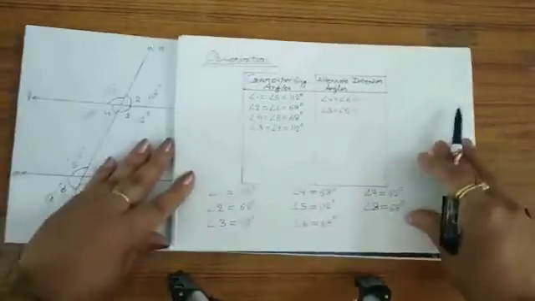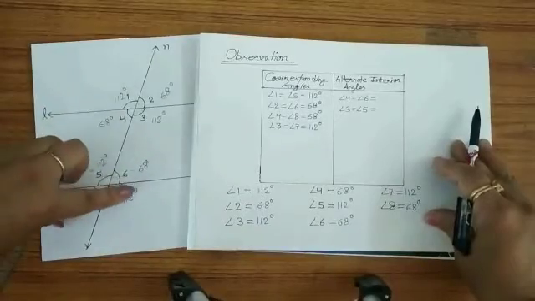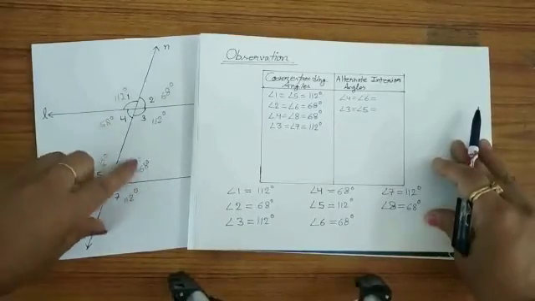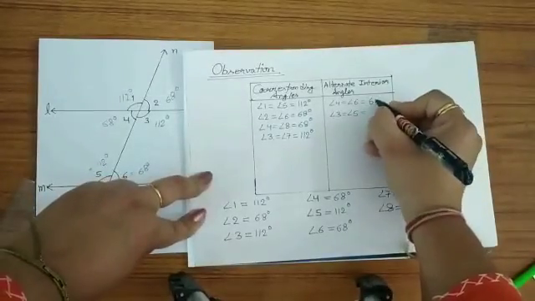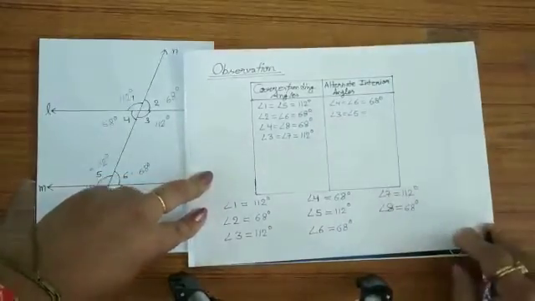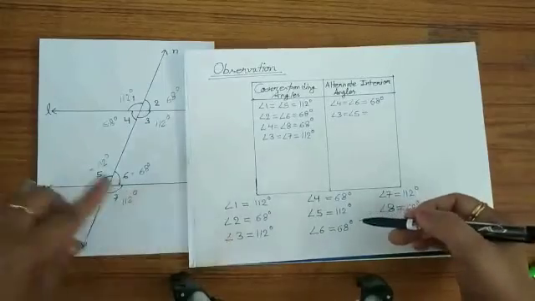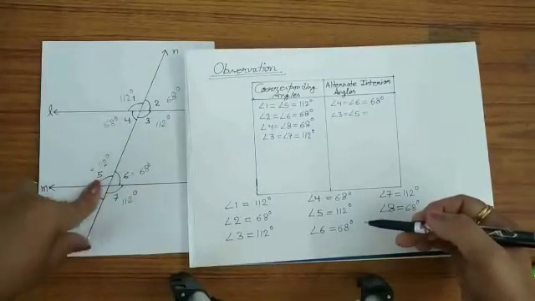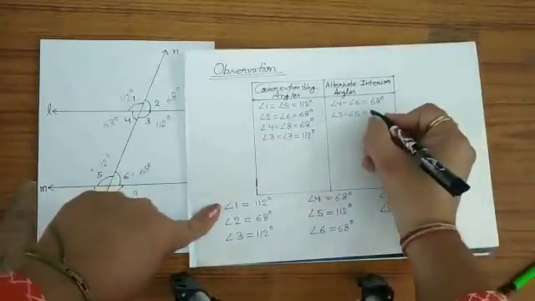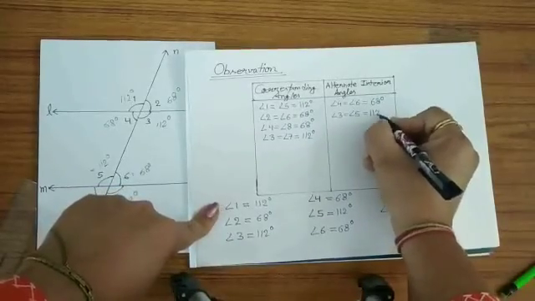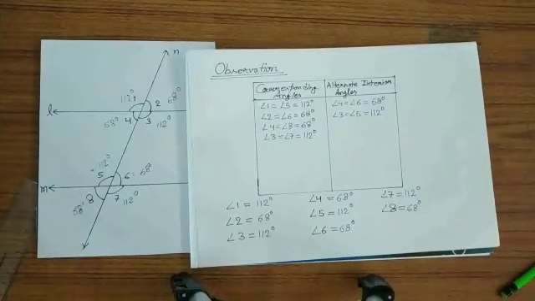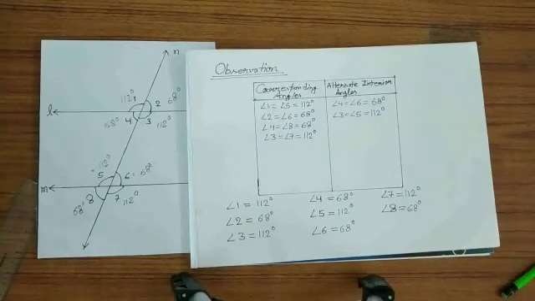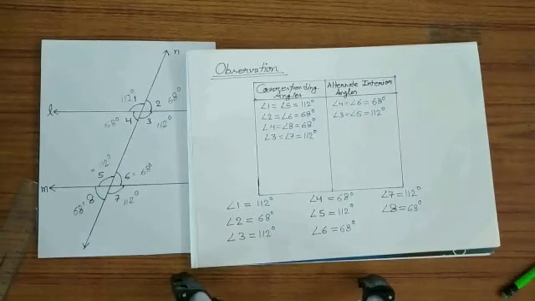Now, students, we will see alternate interior angles. So angle 4 and angle 6. We know that angle 4 and angle 6 are alternate interior angles. You can see they are 68 degrees. So it means alternate interior angles will always be equal. Similarly, angle 3 and angle 5, you can see this is 112 degrees. So we can say that all the alternate interior angles of two parallel lines cut by a transversal line will always be equal.